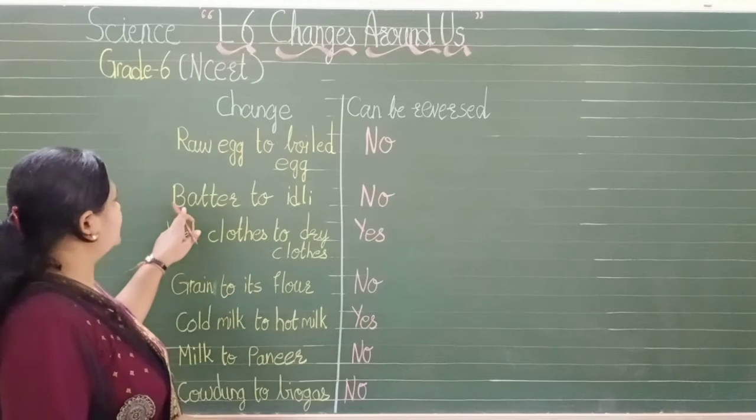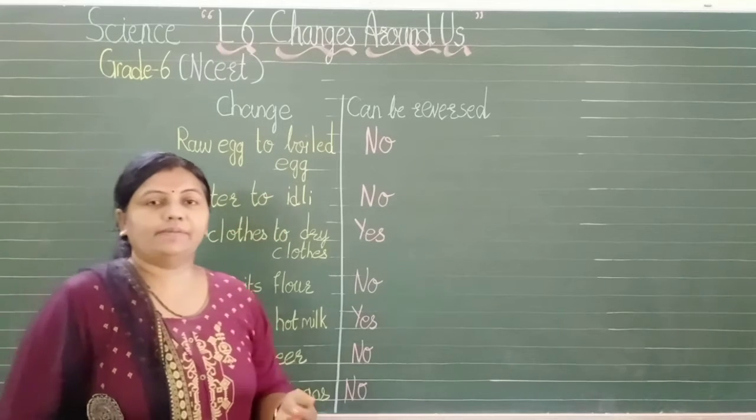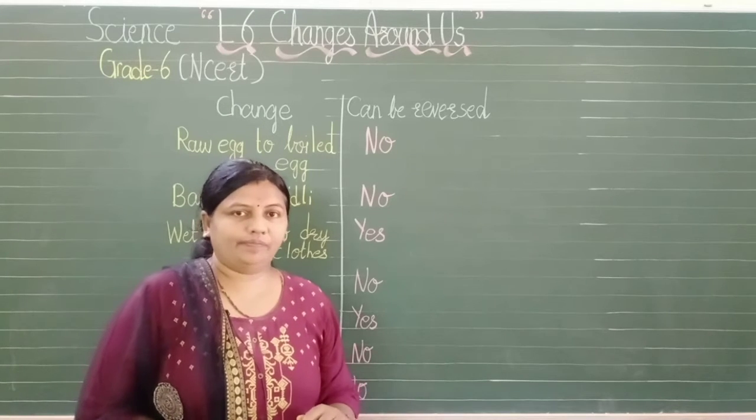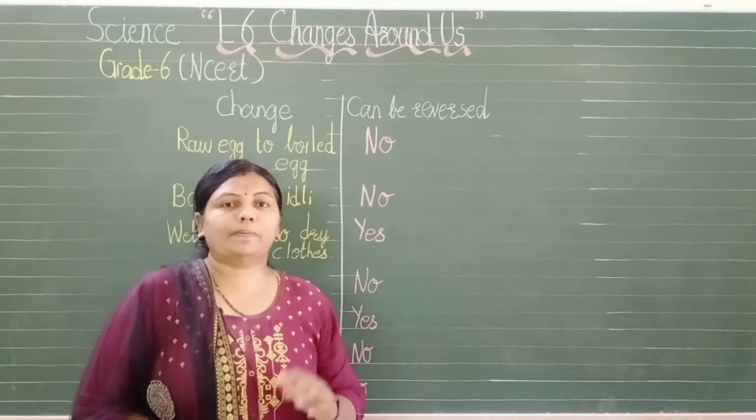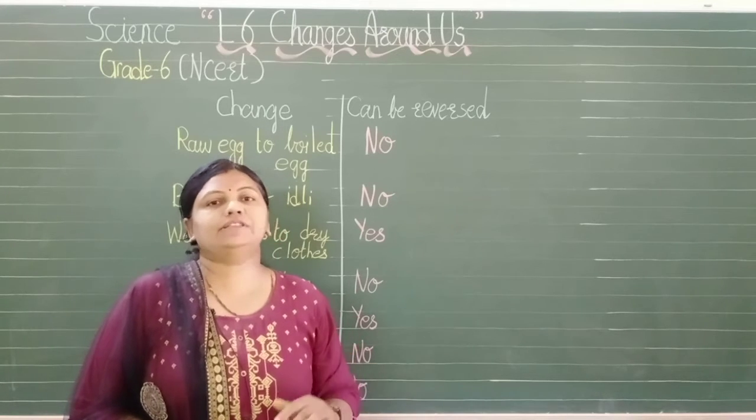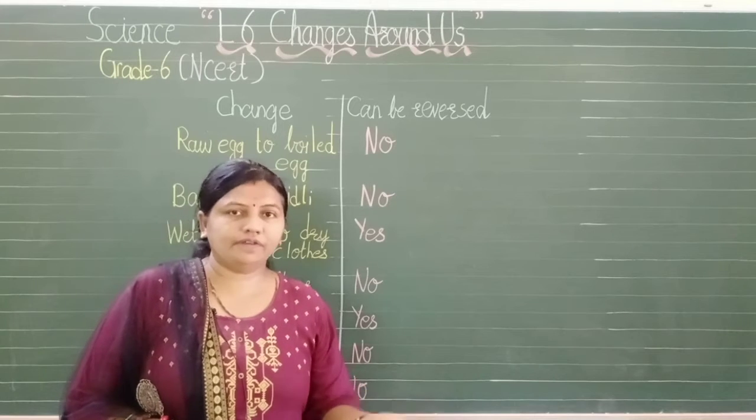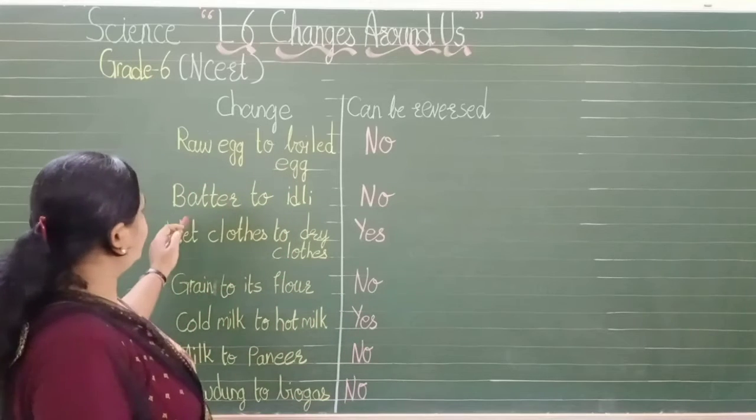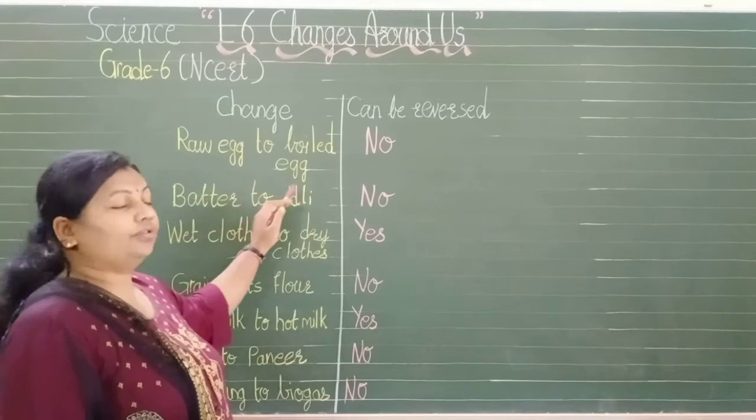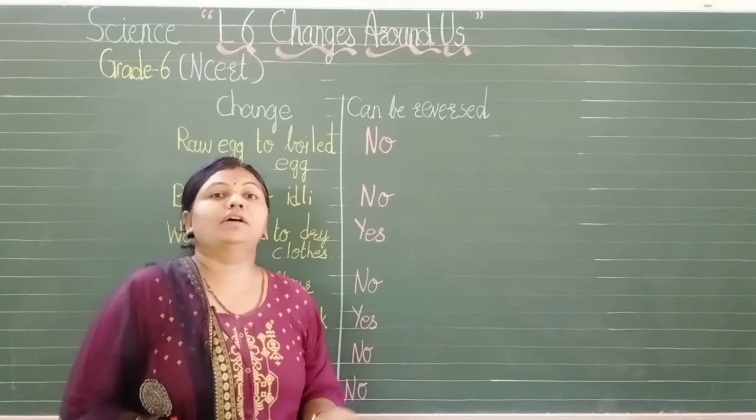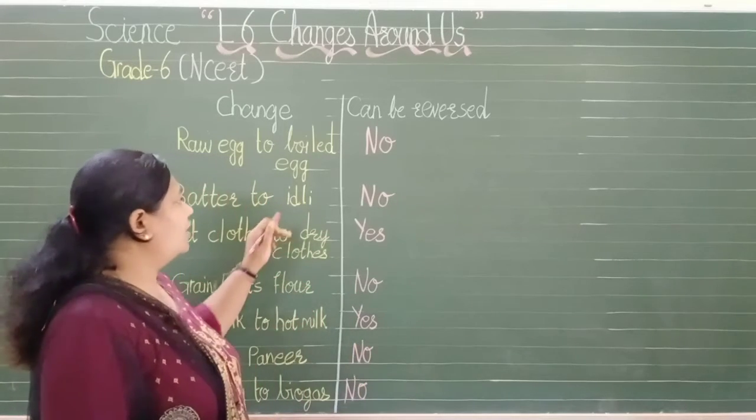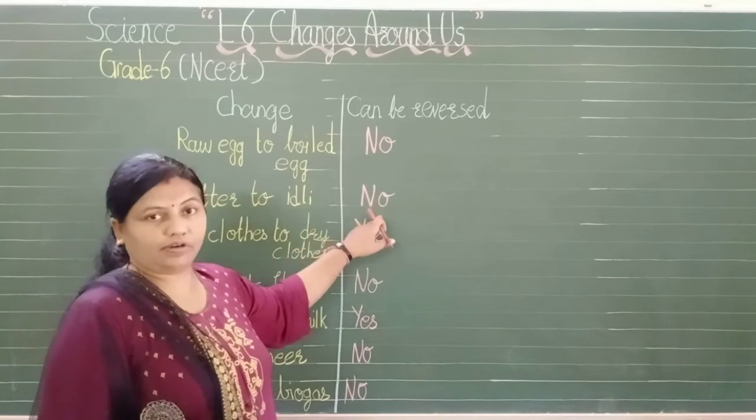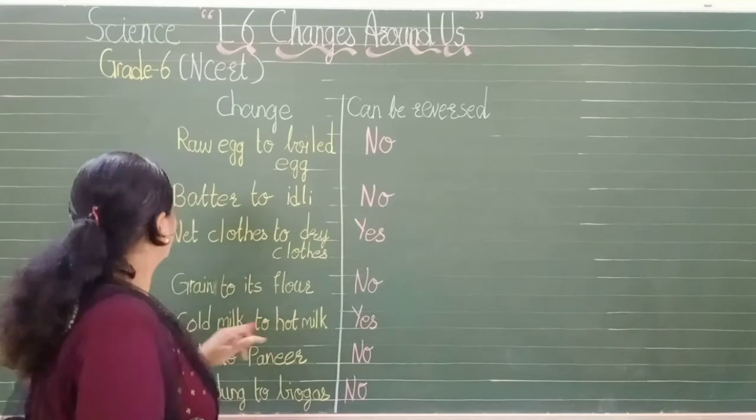Our next example is batter to idli. Just now I told you dough to chapati, isn't it? But we cannot make chapati to dough. Okay, from baked chapati to dough. From raw chapati to dough is possible, but from baked chapati to dough is not possible. In the same way, we can have batter to idli, but we cannot make idli to batter. From idli we cannot get the batter back. So it will be a non-reversible, irreversible change.